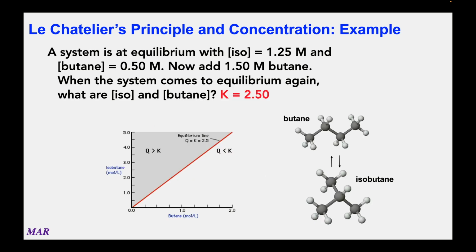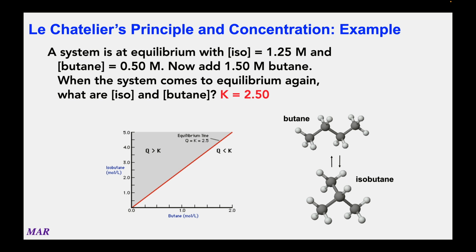So let's look at a more practical example here. We've got a system at equilibrium. It's the butane and isobutane system we looked at earlier. Remember, for this reaction, because isobutane is the product and butane is the reactant, you need to have isobutane over butane equal 2.50. Initially, that's what we have. We have isobutane at 1.25 molar and butane at 0.50. So 1.25 divided by 0.50 equals 2.50.